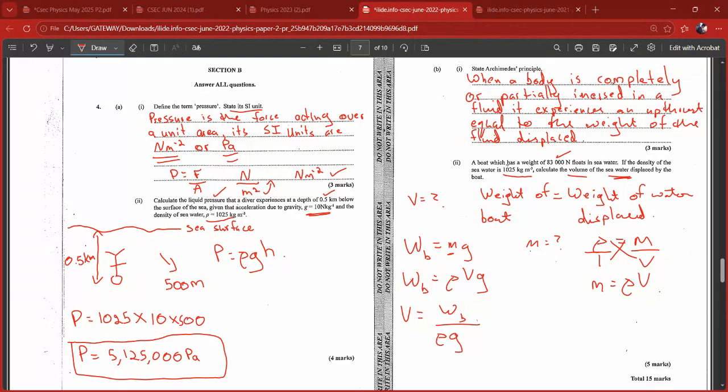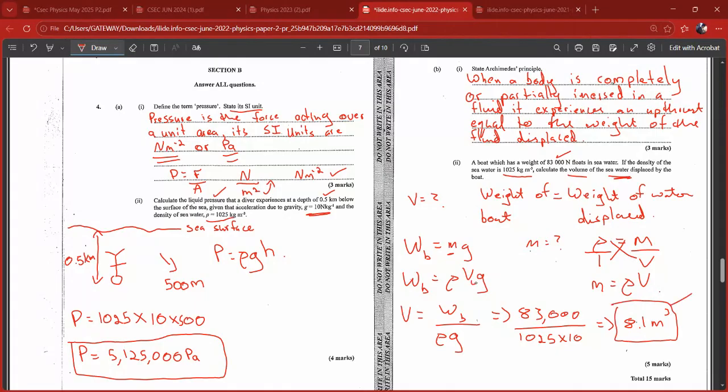Let's say the boat, which has a weight of 83,000. So the weight is 83,000. The density of the water is 1,025 times gravity, which is 10. So this gives the volume, which is 8.1 meters cubed. So this is the volume of the seawater displaced.